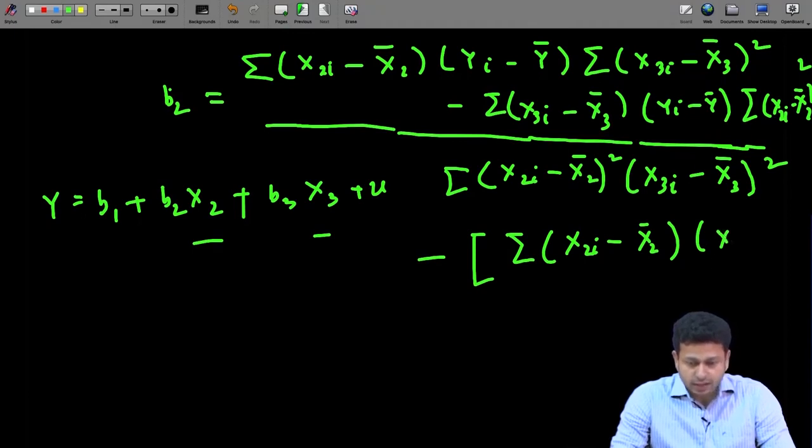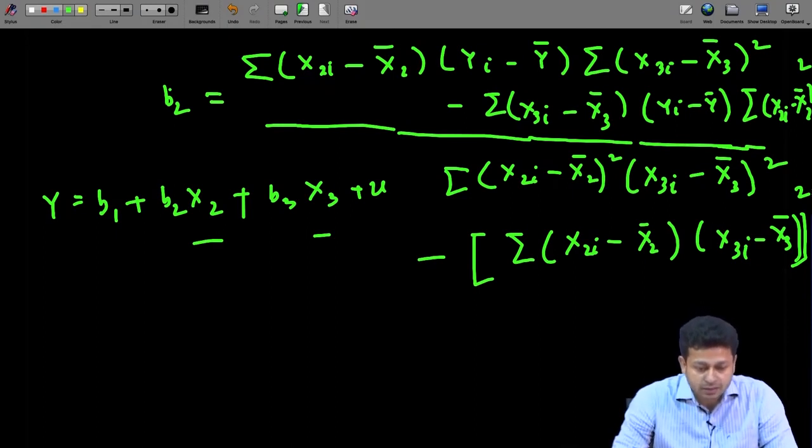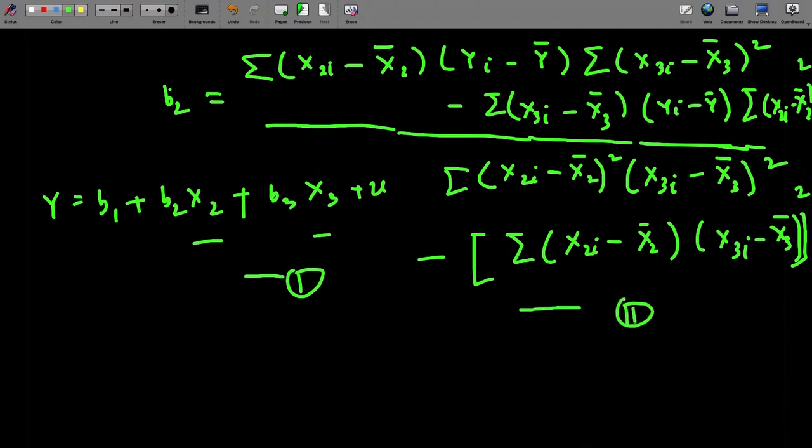So x3i minus x3 bar, then a close bracket, and then a whole square. It is a pretty big term. Let me number the equations: this is my equation 1 and this is my equation 2. For beta 2 I got these values, and to get beta 3, I just have to change the values of x2 with x3.